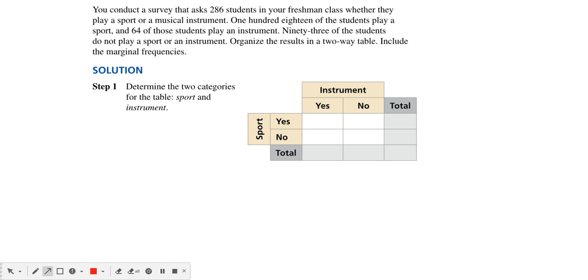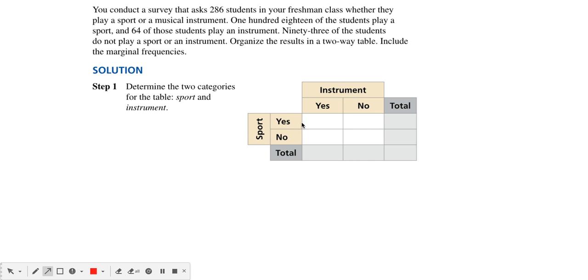Okay, check it out. This is example 2, and let's read it together real quick. It says you conduct a survey that asks 286 total students in your freshman class whether they play a sport or a musical instrument. Okay, as we keep reading, it says 118 of the freshman students play a sport.